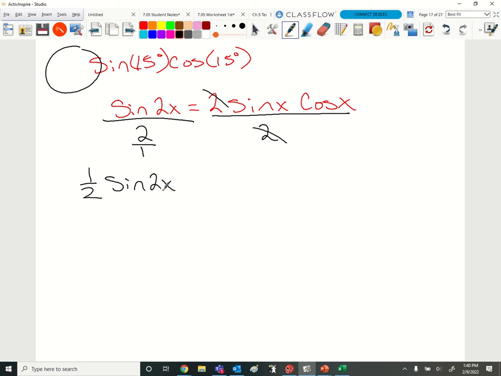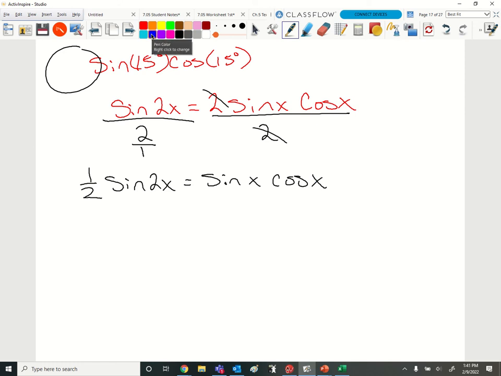If you have that in your notes, I believe it already said that, right? So 1/2 sine of 2x is equal to sine of x times cosine of x. Now, does this formula now match what was given to me in the first place? Yes. Since it matches, what's my x value going to be here? 15, right?